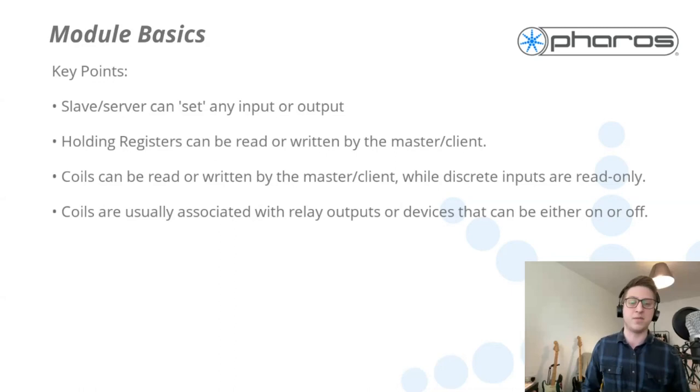But coils also can be read and written by the master client, whilst discrete inputs are read-only. The master can only read those discrete inputs. Coils, though, those on, off, 0, 1, Boolean type values, are generally associated with relay outputs or devices that can be either on or off because they only have two states. If you want to use something like a timeline selection, more often than not, you're going to be using a holding register just because it supports that range of values.